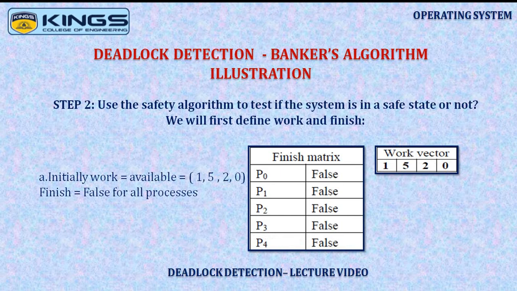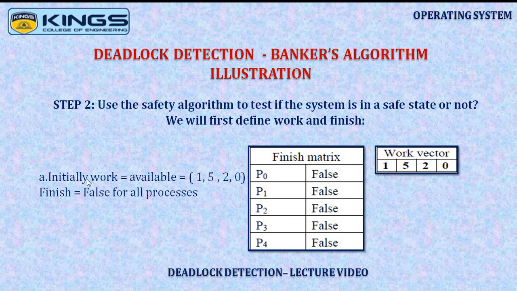Now the second step of the banker's algorithm is we need to apply the safety algorithm to test if the system is in a safe state or not. We'll first define the work and the finish. If we are able to finish all the processes, then the state of the system is safe.